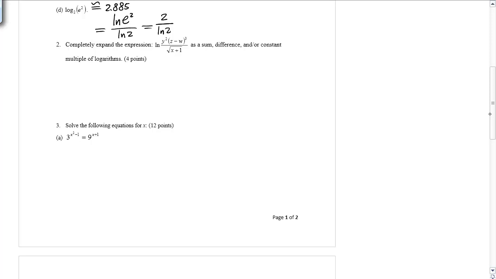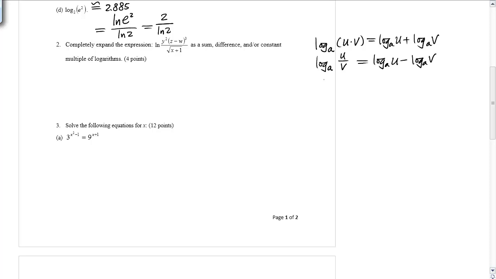Next problem: completely expand the expression as a sum, difference, and/or constant multiple of logarithms. So for this problem, we're going to apply the combination of the product property, the quotient property, and the power property. So very quickly, product property: if you have log_a of u times v, that equals log_a u plus log_a v. Quotient property: log_a of u divided by v equals log_a u minus log_a v.